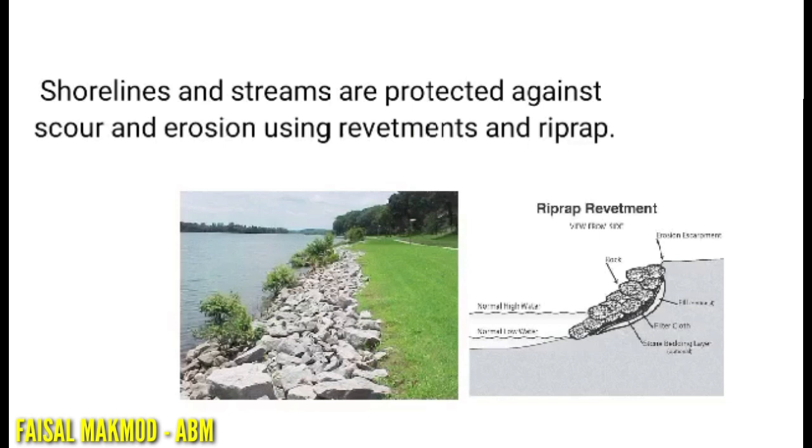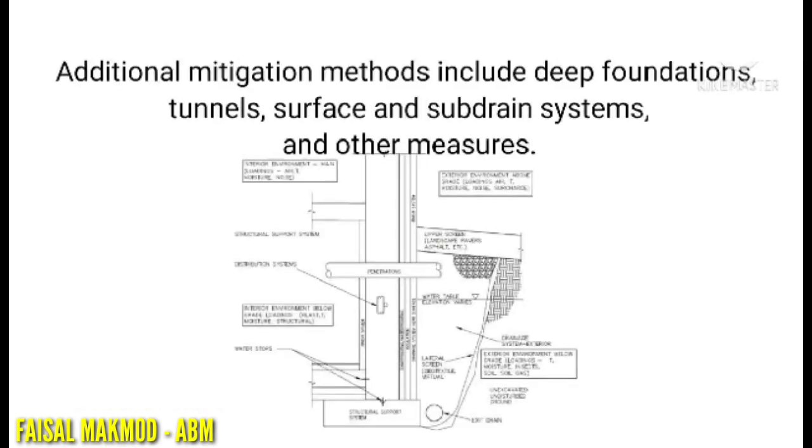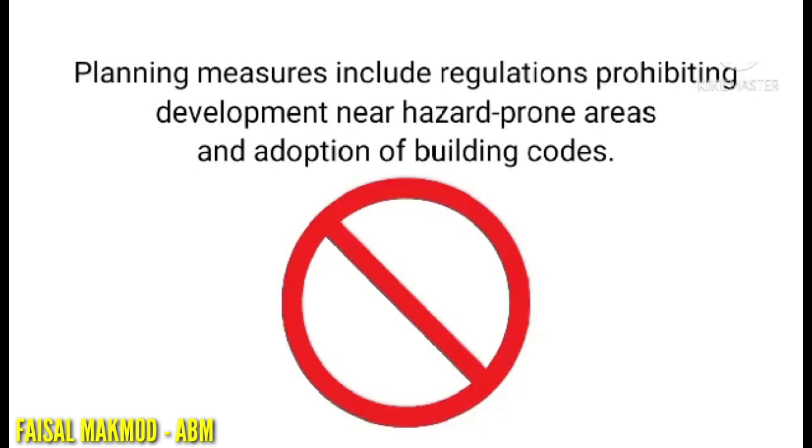Shorelines and streams are protected against scour and erosion using revetments and riprap. The soil or rock itself may be improved by means such as dynamic compaction, injection of grout, concrete, and mechanically stabilized earth. Additional mitigation methods include deep foundations, tunnels, surface and sub-drain systems, and other measures. Finally, planning measures include regulation prohibiting development near hazard-prone areas and adoption of building codes.